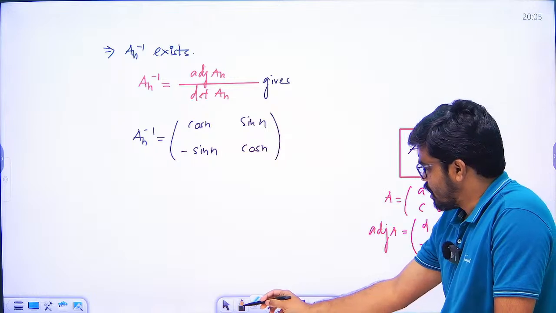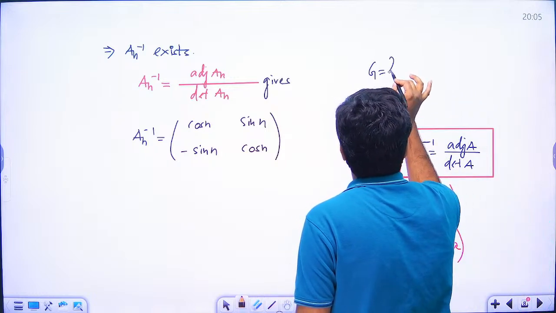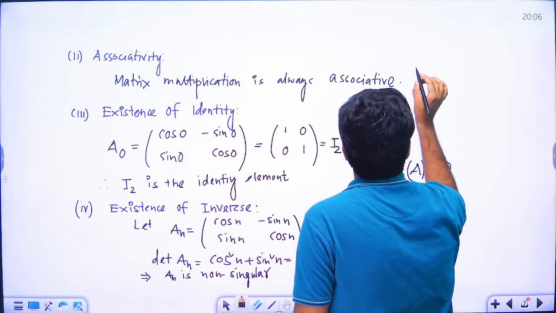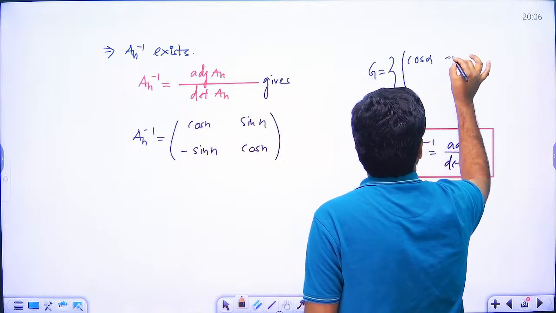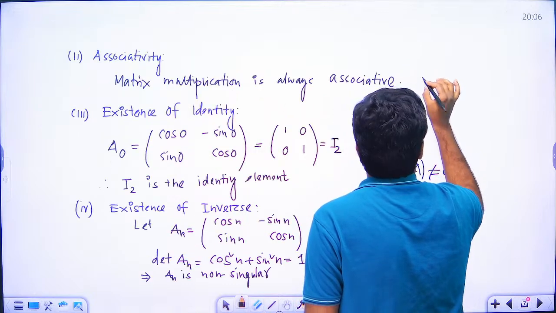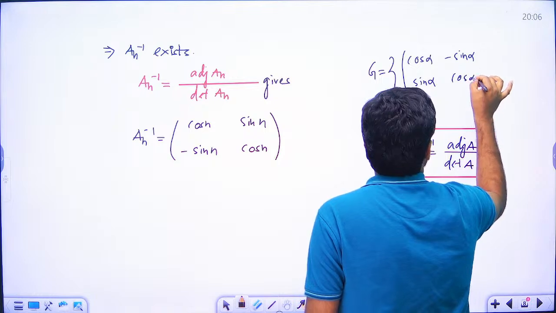Now here the given G is the set of the form cos alpha, minus sin alpha, sin alpha, cos alpha. Just see, this is a 2 cross 2 matrix.